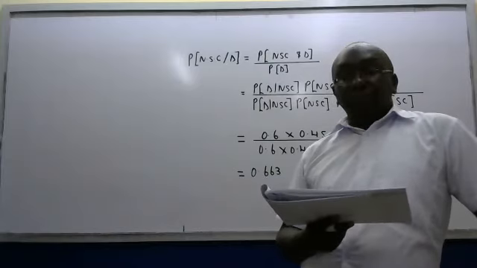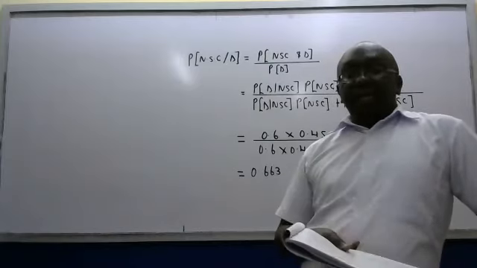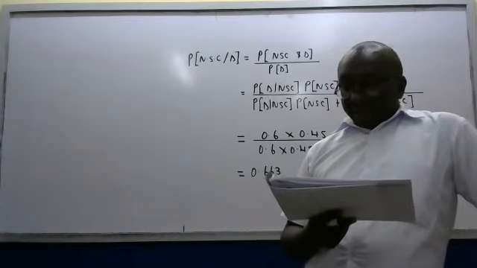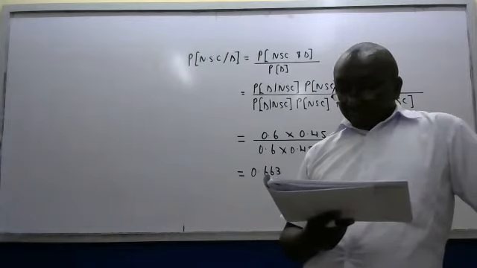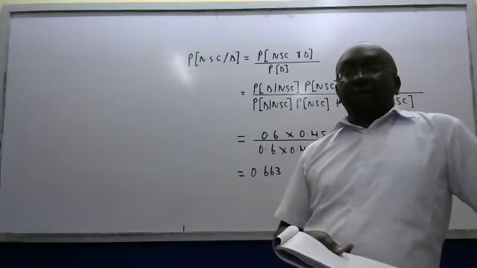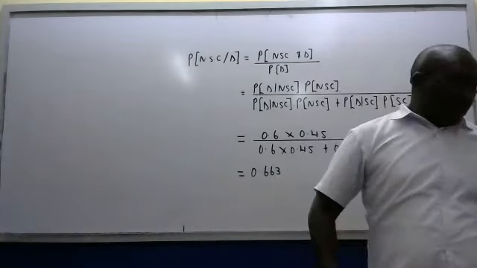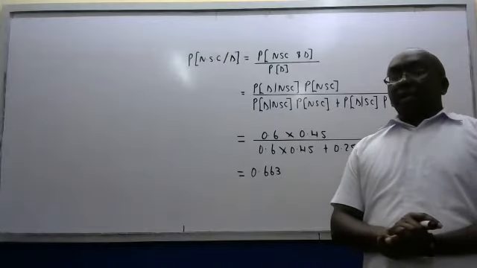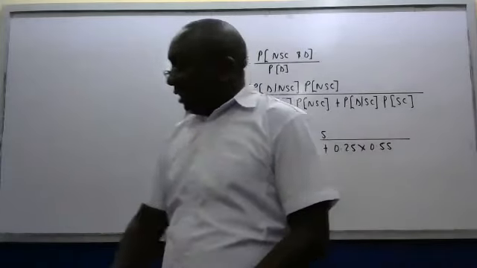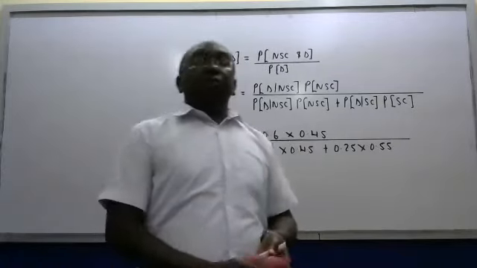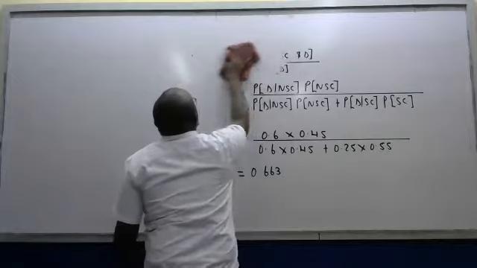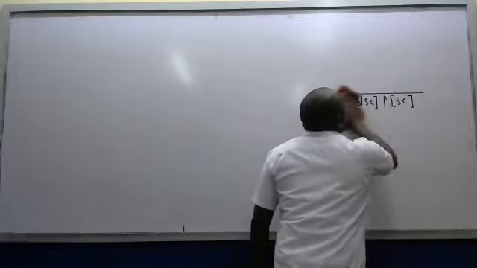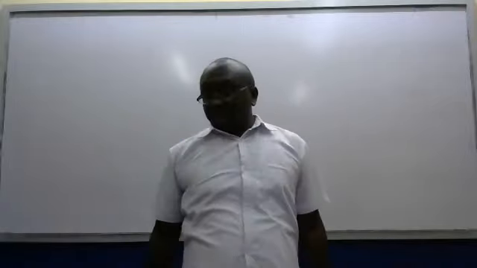First up. If a unit is selected at random and found to be defective, what is the probability that it came from machine Z?